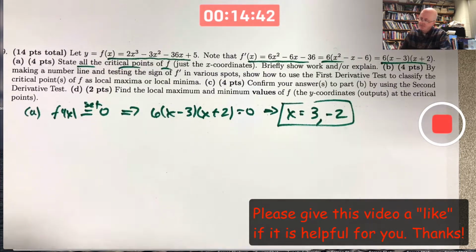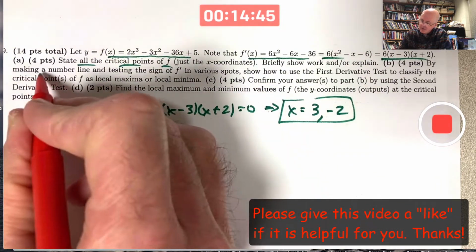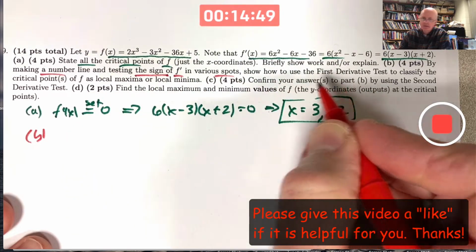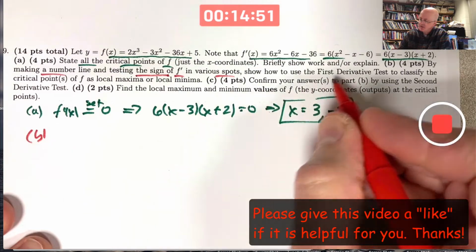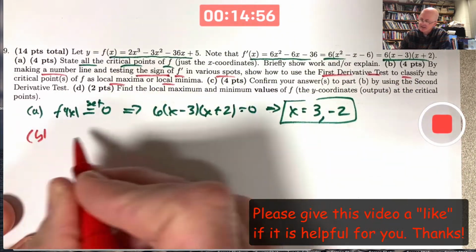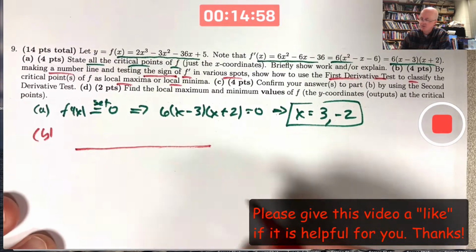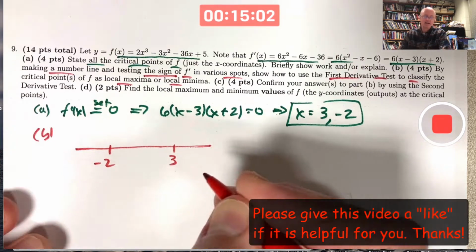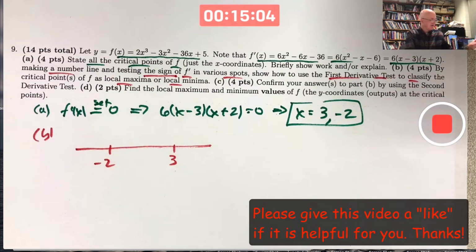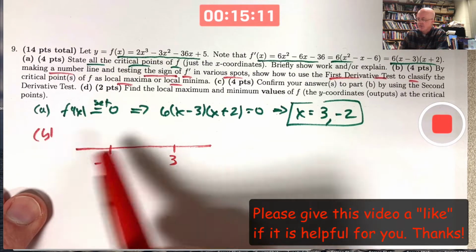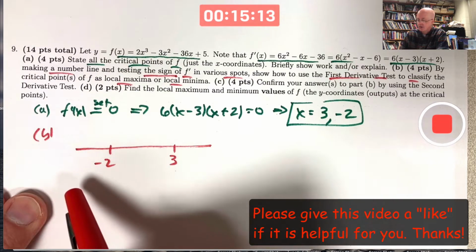Part B, make a number line, test the sign of f prime at various spots. What does that mean? We'll have to get into it. Show how to use the first derivative test to classify the critical points as local maxes or mins. So make a number line. What you do is you mark off the critical points, -2 and 3. And to test the sign of f prime, what you do is you pick points in between the critical points, or to the left and right of the most extreme critical points.